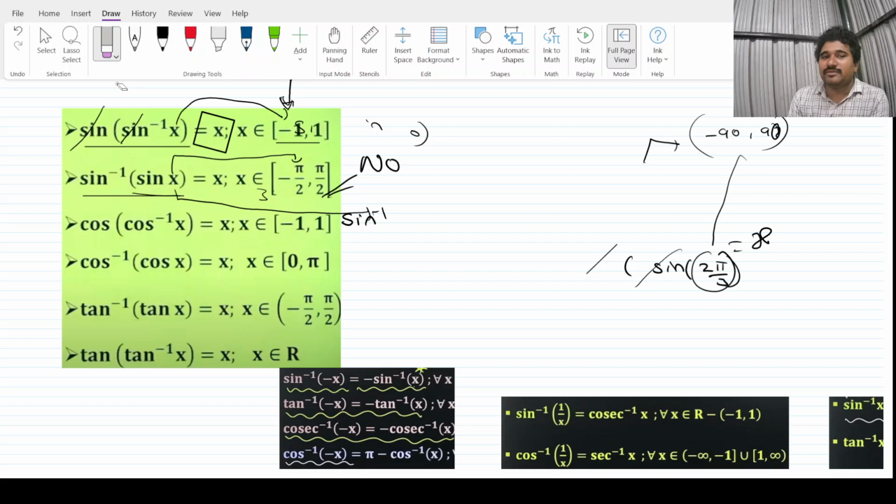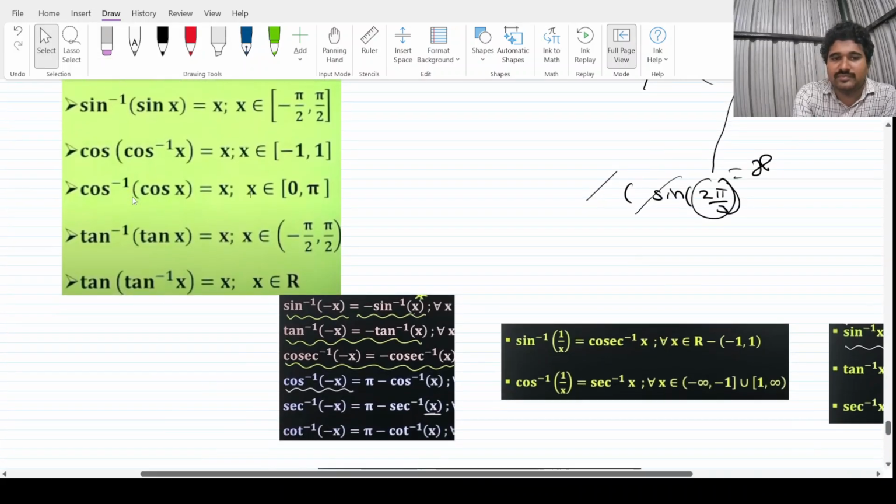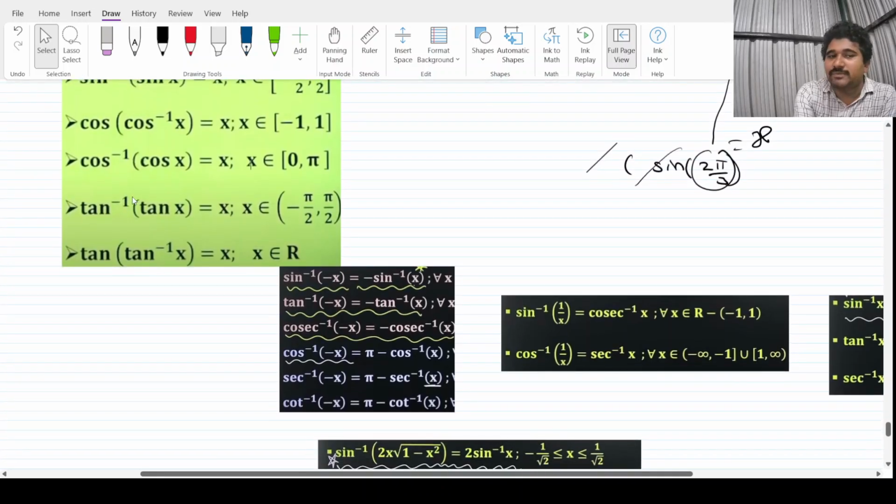Understood, right, everybody? You understand when you can cancel this sine and sine inverse? When they are within the range, then only you can, otherwise you cannot. Understand? Only within the acceptable range. Done. Next properties.